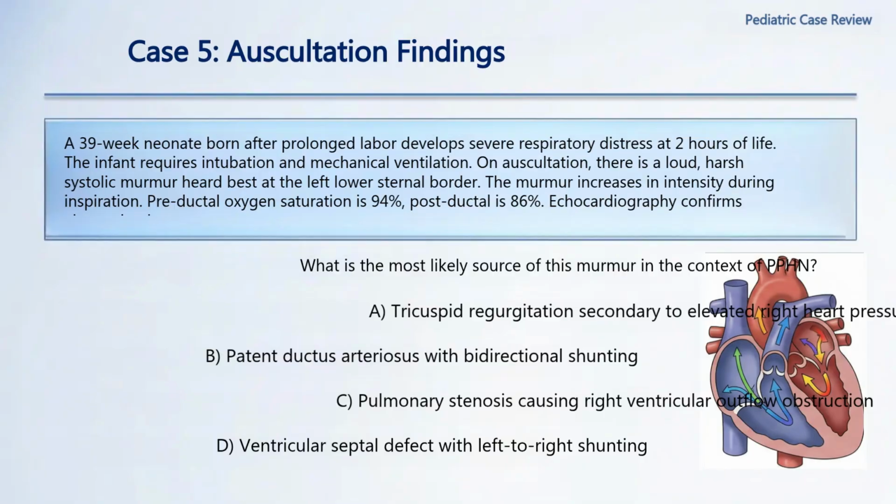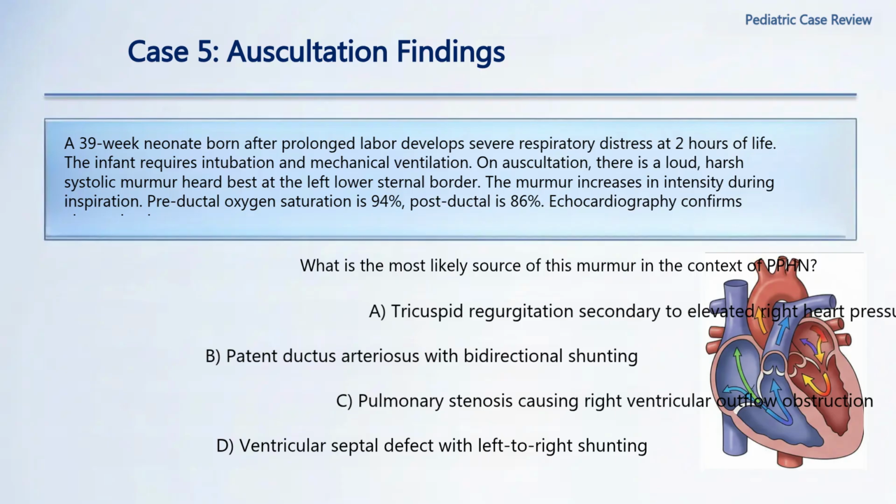Case 5. A 39-week neonate born after prolonged labor develops severe respiratory distress at 2 hours of life. The infant requires intubation and mechanical ventilation. On auscultation, there is a loud, harsh systolic murmur heard best at the left lower sternal border that increases in intensity during inspiration. Preductal oxygen saturation is 94% and postductal is 86%. Echocardiography confirms elevated pulmonary artery pressures. What is the most likely source of this murmur in the context of PPHN?